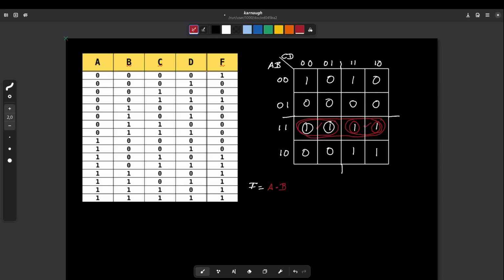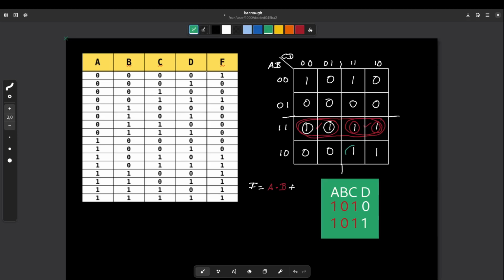Okay. So the next one, for example, that I'm going to take into account is this and this. I could group this because they are logically adjacent. I'm going to group them.